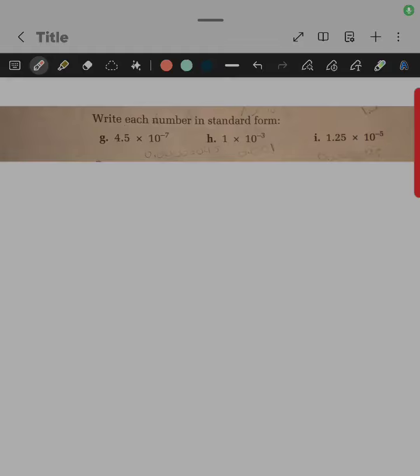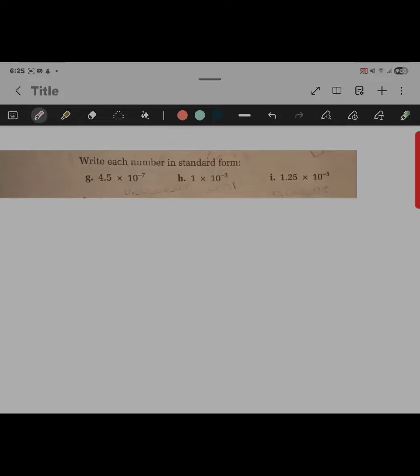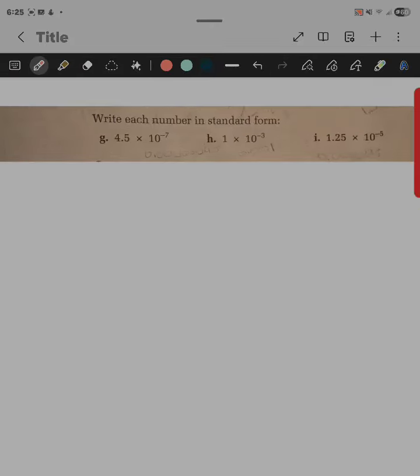Ladies and gentlemen, we are continuing on with the lesson practice on lesson 57 on page 385 in your textbook. This is G through I, questions G through I. It says, write each number in standard form.